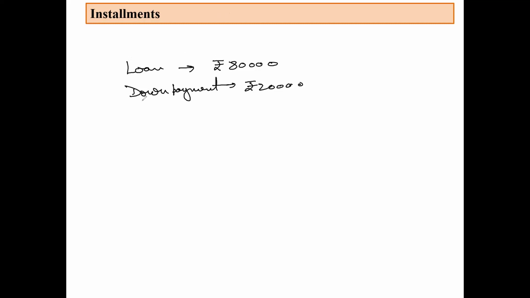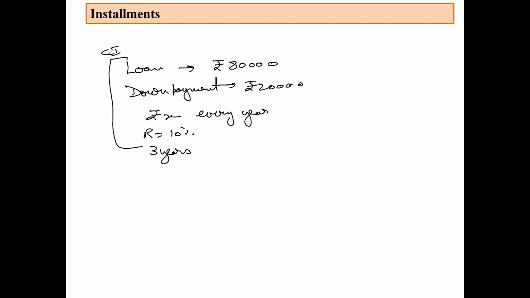What we have decided is to pay rupees X every year as part of the payment, and the rate that is going on is 10%. My question is, what is the amount that I should pay every year, assuming that I am taking this loan for 3 years? Of course, this is happening at compound interest.